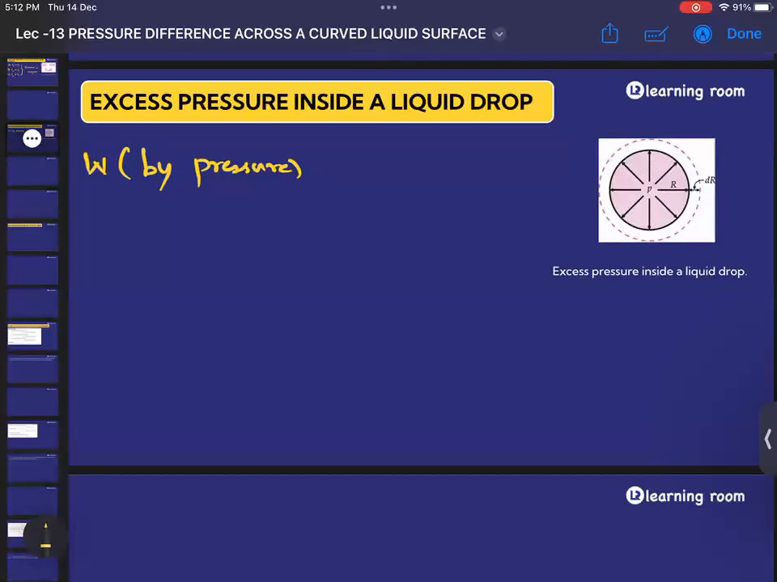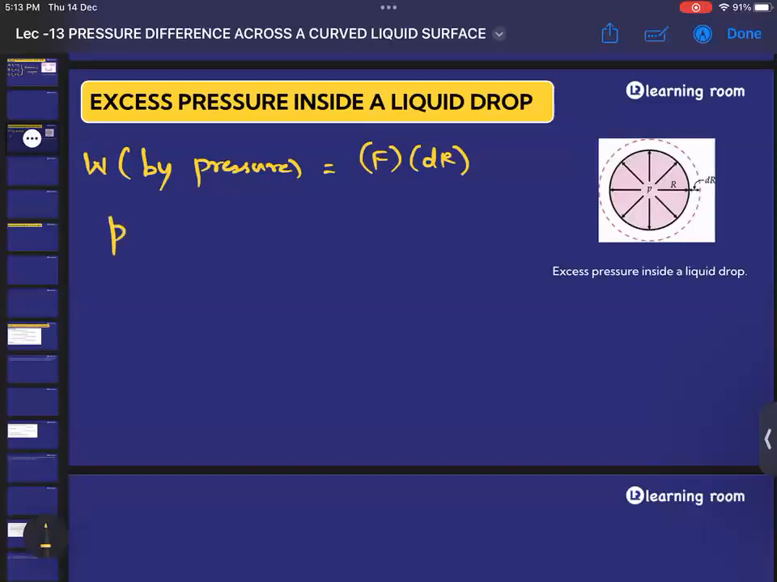What is the mathematical equation I'm supposed to write? Pressure is equal to, work done is equal to force into displacement. Can I write it like this? But what is the force that is acting inside? Force, how will you write it in terms of pressure and area? P into A. So pressure inside is small p.